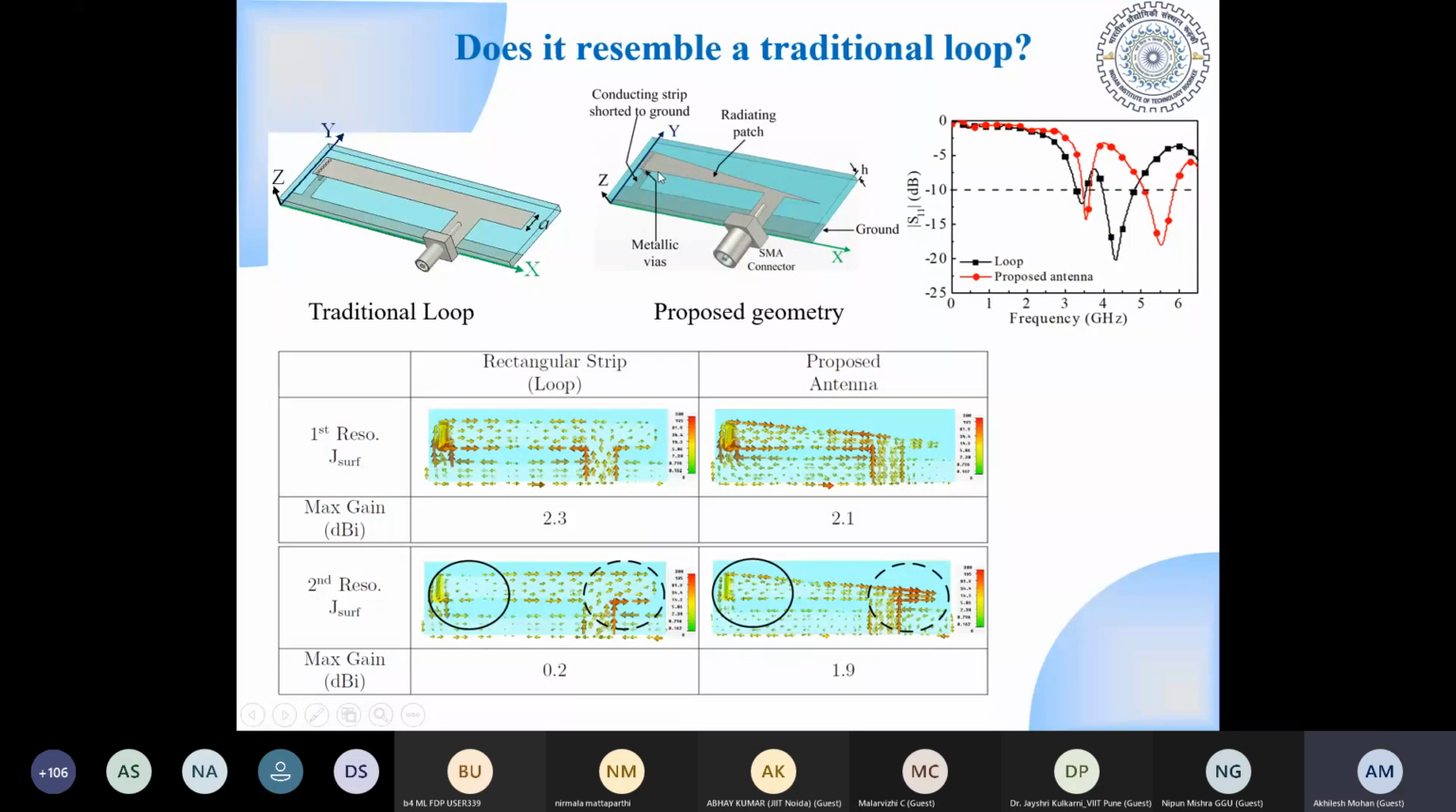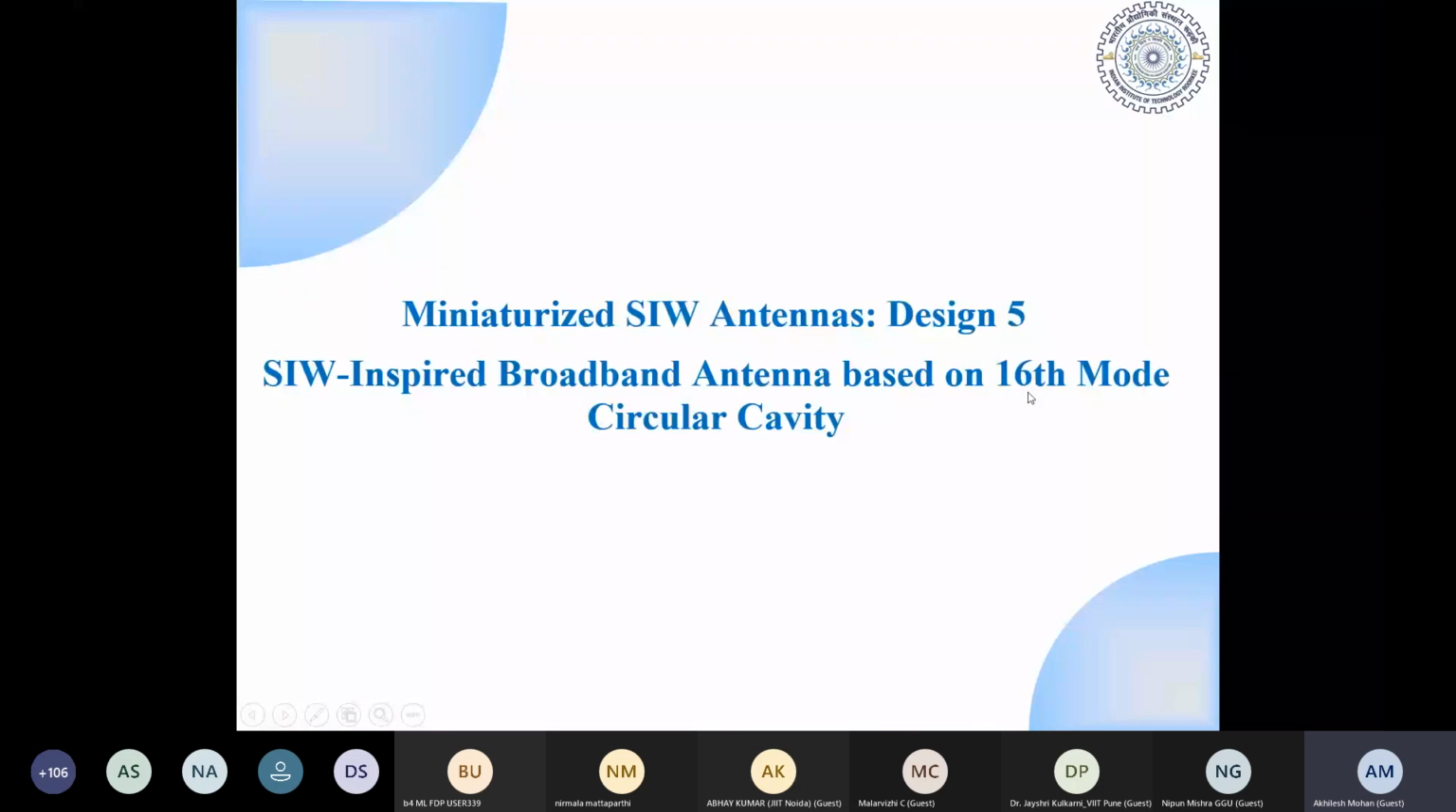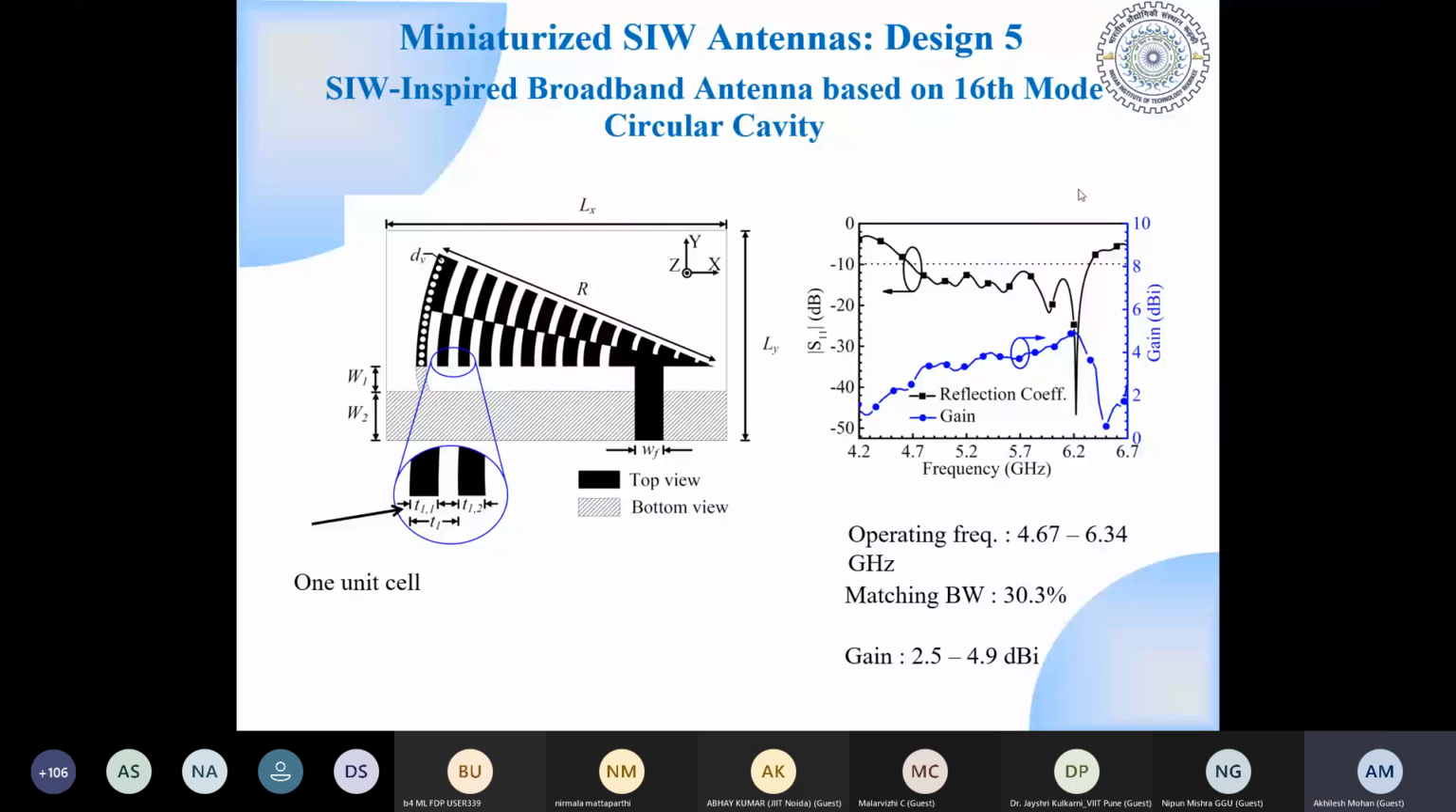Okay. Now, this has a somewhat narrow bandwidth, so we want to have higher bandwidth. So we want to increase the bandwidth. What we did was introduce some interdigital capacitance. We applied a 16th mode and introduced some interdigital capacitance, and then the bandwidth is increased. And the gain is nearly about 4, the gain is also constant.